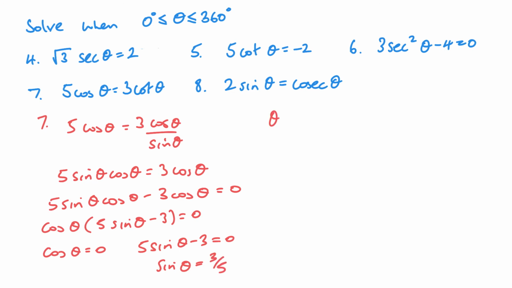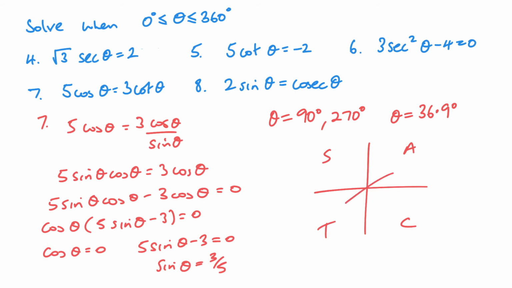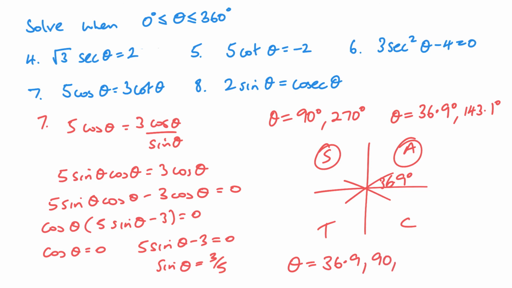So let's get our values of theta. So from the cos side is 90 degrees and 270, should know those. And then the sine side is 36.9 degrees, and using my CAST rule to help me find any additional angles. So 36.9 is in there. Sine is positive, so I also want this one. So 180 minus 36.9 is 143.1. So here are my angles: 36.9, 90, 270 and 143.1, and of course they're all degrees.